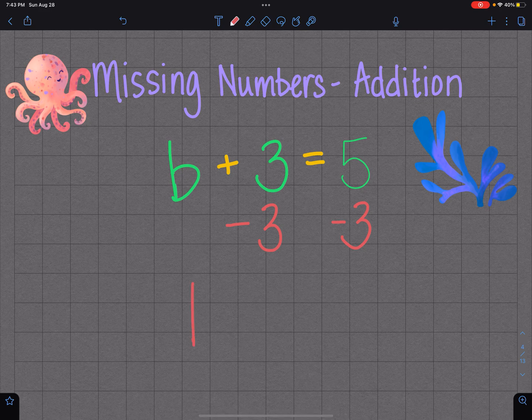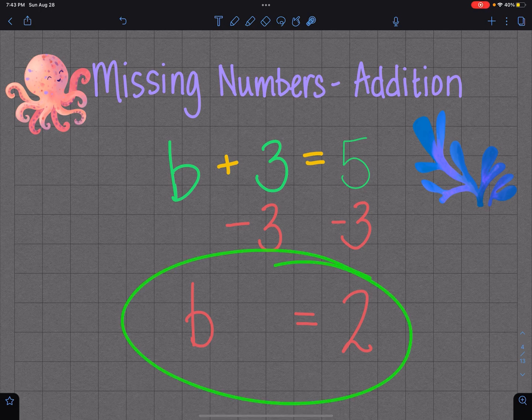Then I have b is equal to, and the reason I can skip all this is because 3 minus 3 is 0. So it would basically be b plus 0, but you don't have to write plus 0 because it doesn't mean anything. And on this side of the equation, I have 5 minus 3, so I can just write 2. And this actually gives me the answer right away. B is equal to 2.